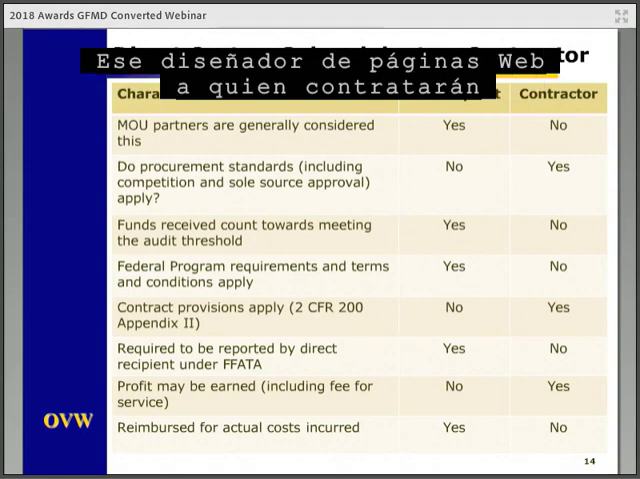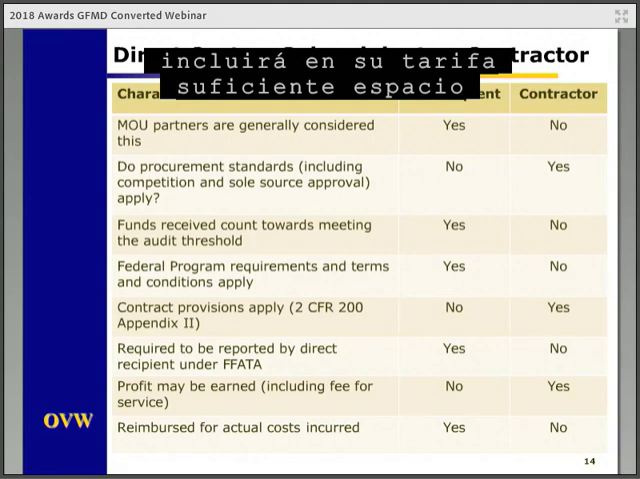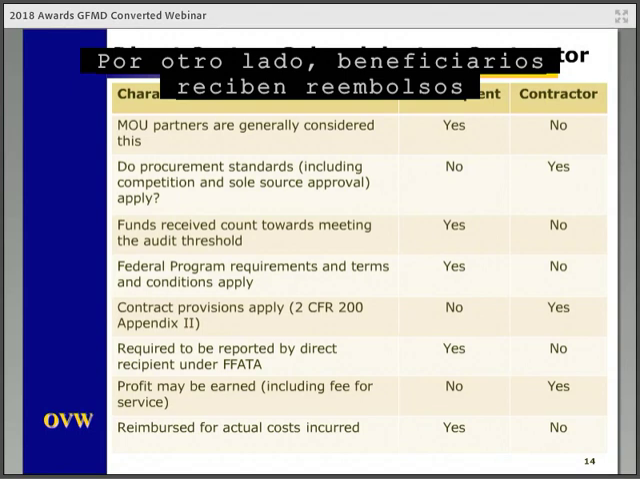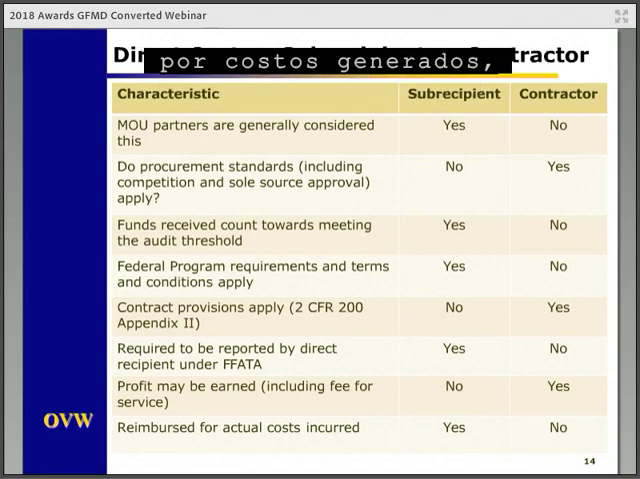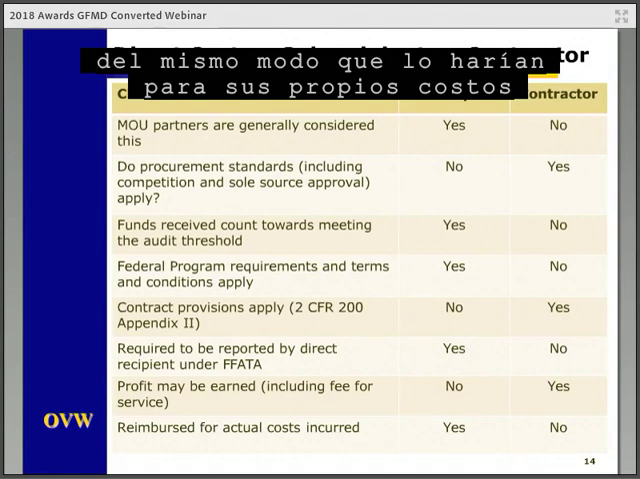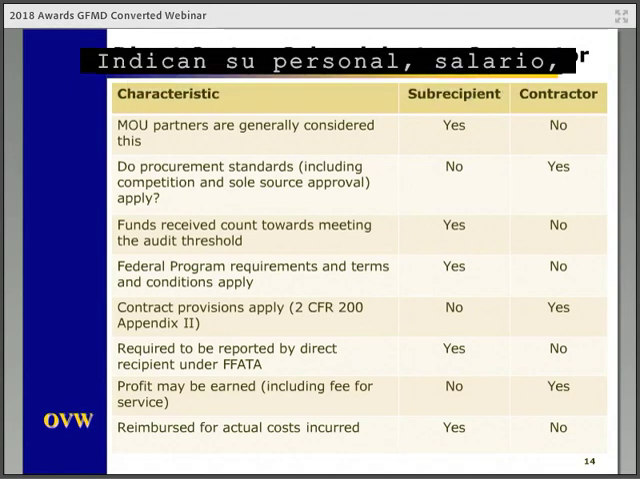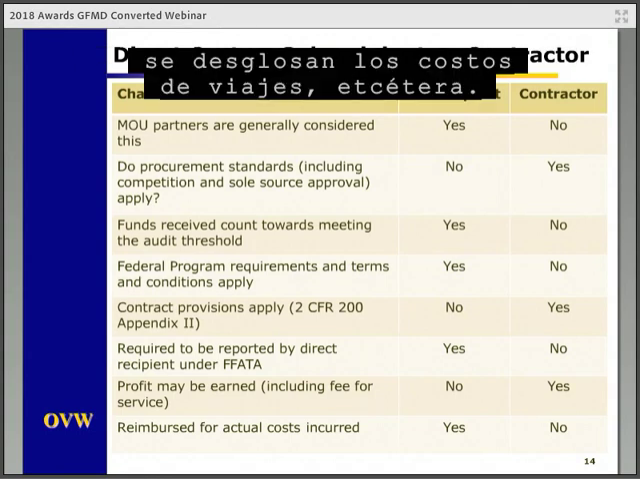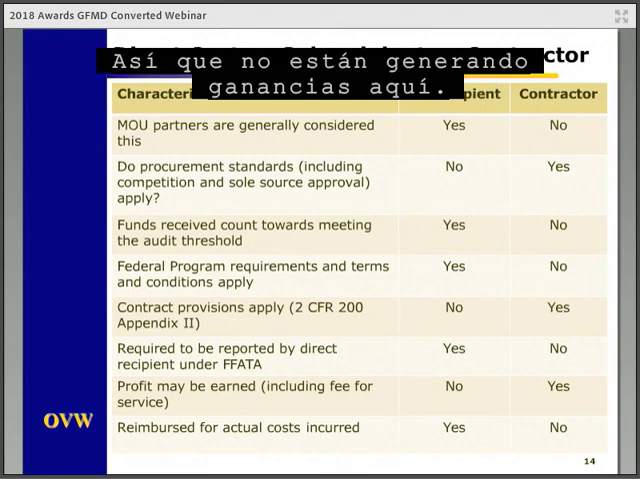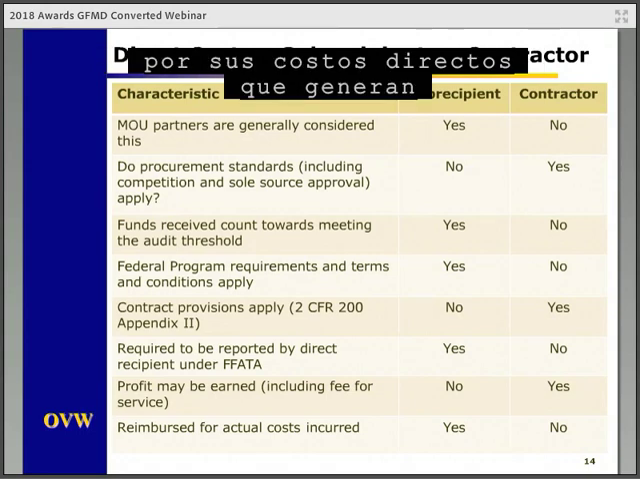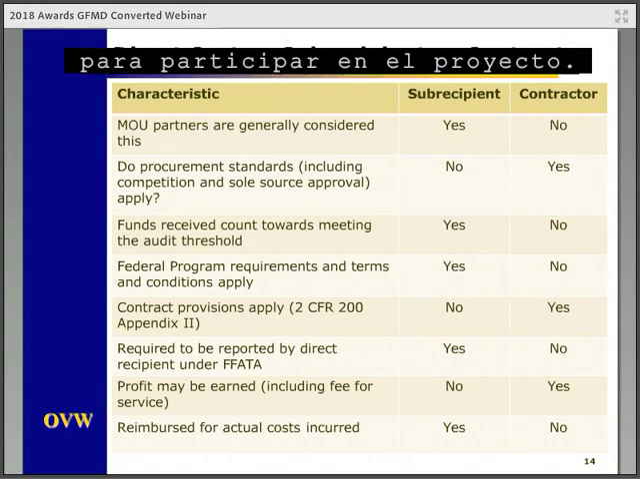That web designer you contract with is going to include in their rate room for earning profit. That's just their business model. On the other hand, recipients are reimbursed for actual costs incurred, as you can see on this chart. And you budget for their costs just like you would your own costs throughout the rest of the budget. You list out their staff, salary, percentage of time on the project, their fringe benefits, travel costs are broken down, and so forth. So they're not making any profit here. You're just reimbursing them for their actual direct costs that they're incurring to participate on the project.